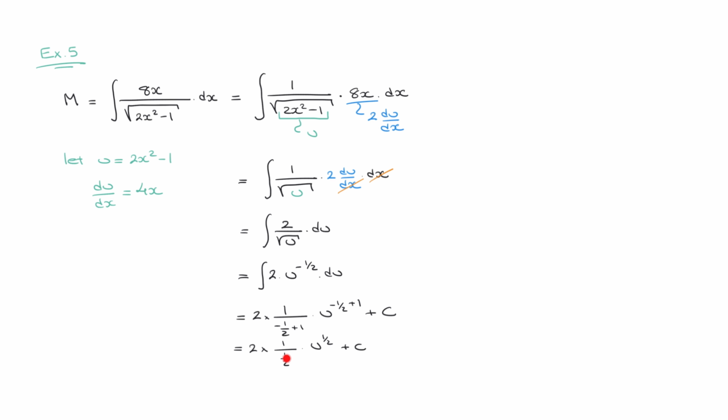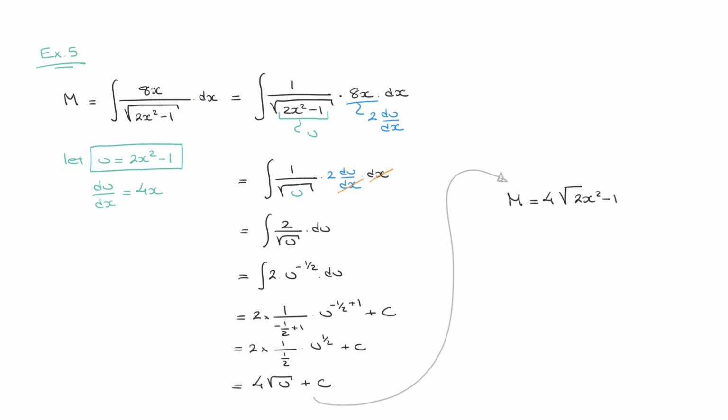Well, since 1 divided by 1/2 is 2, this becomes 2 times 2, which is 4. So that's equal to 4 times u to the power of 1/2, so that's 4 times the square root of u. And again, we have plus c at the end here. And carrying on over here for the final answer, replacing the u that we have under the square root by 2x squared minus 1, we can state the final answer as the integral m is equal to 4 times the square root of 2x squared minus 1 plus a constant of integration c.